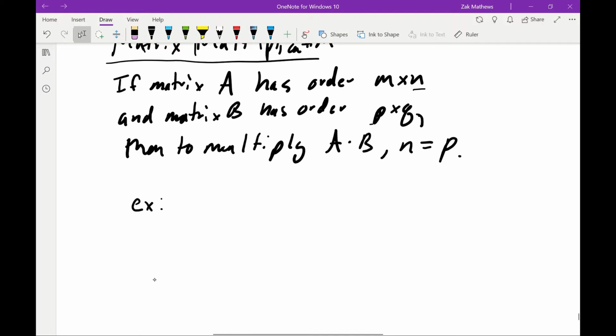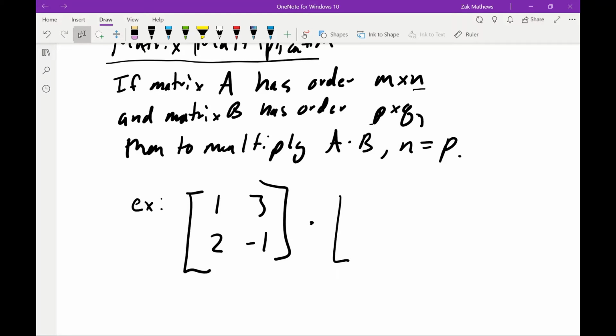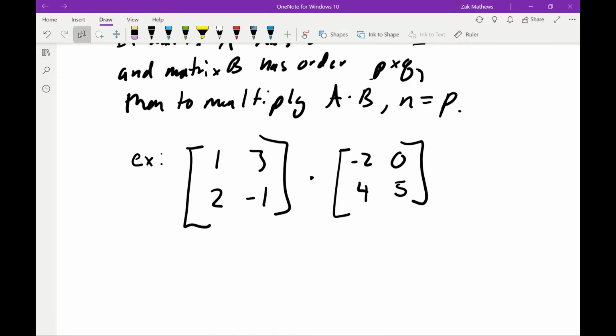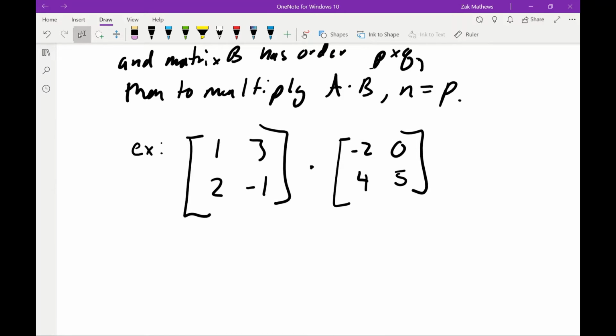So we're going to take a few examples. Let's say we have the matrix 1, 3, 2, negative 1. I want to multiply that by negative 2, 0, 4, and 5. Now this first one I'm going to write out in all its details, and then we will kind of speed it up as we go along. The key to multiplying is I have to multiply an entire row by an entire column. Always multiply row by column.